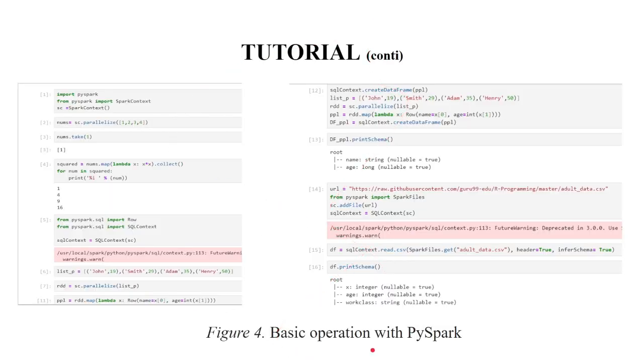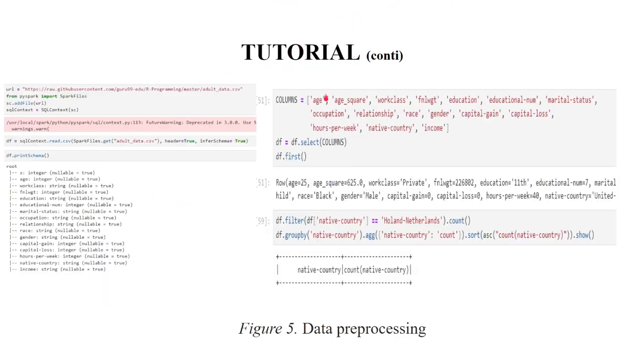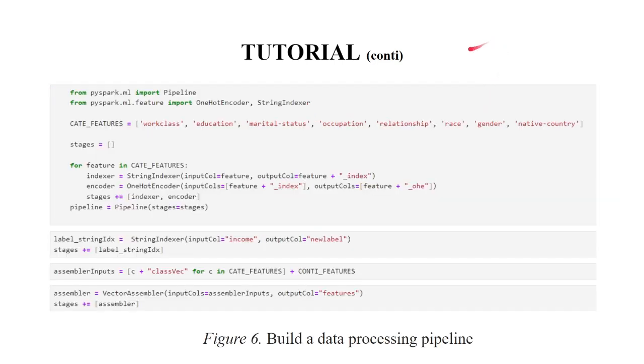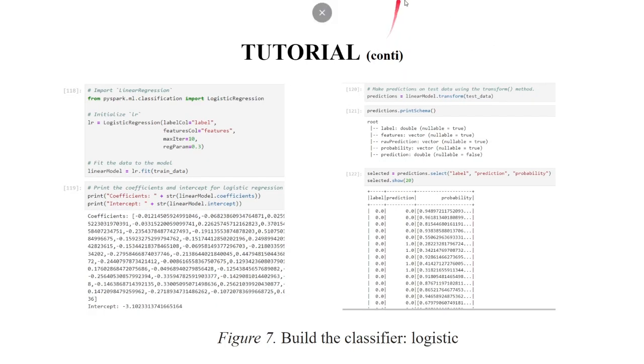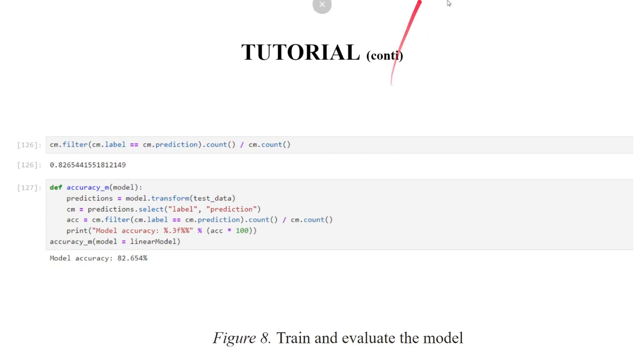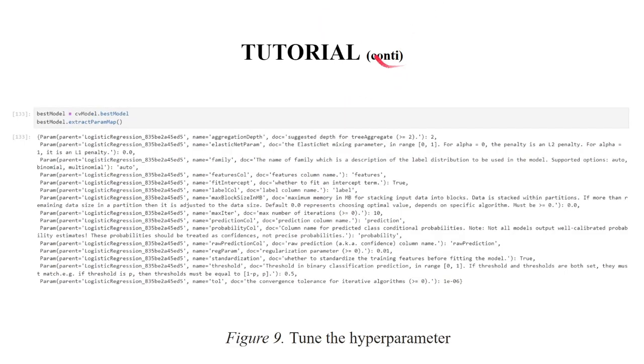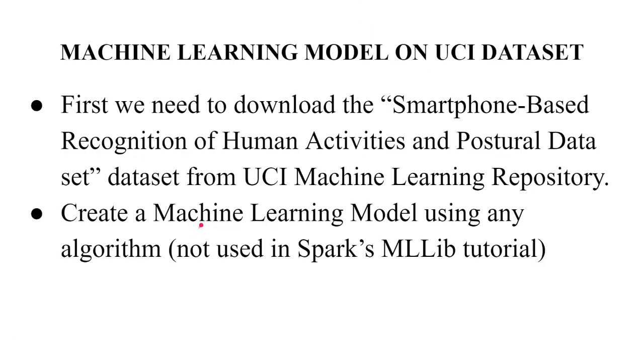This is a screenshot of basic operation with PySpark. This is some screenshot for basic data preprocessing. This is creating a pipeline. This is creating the classifier. In this case, we use logistic regression. Here we train and evaluate the model. This is the best model which we got.